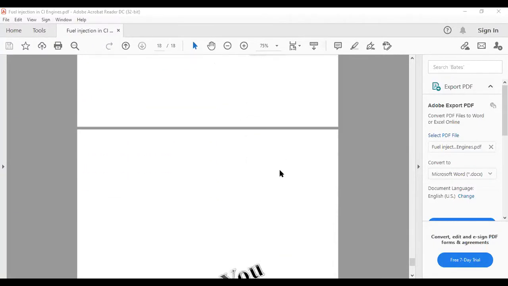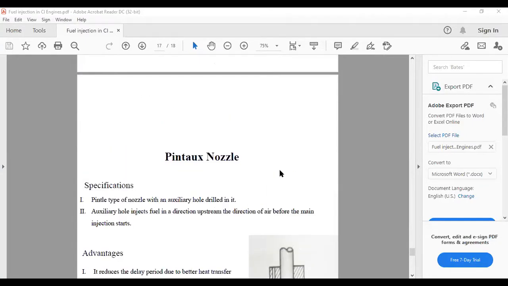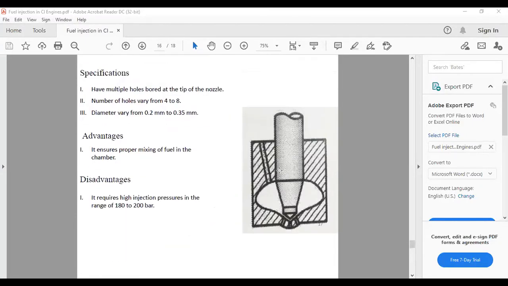This is not in our syllabus. Just in our syllabus, what types of injection systems are there? Just concentrate only on those things. All these things will be covered again in the automobile engineering subject.